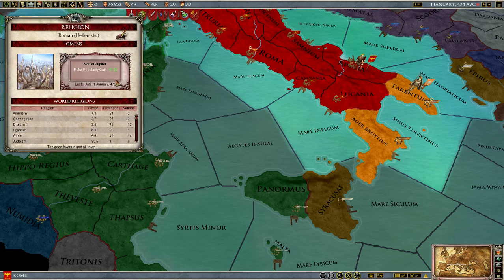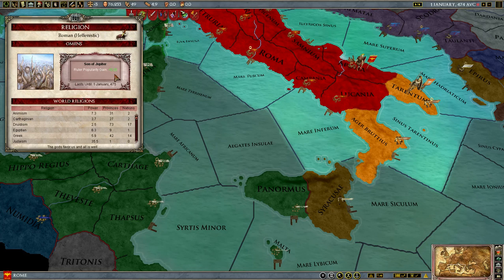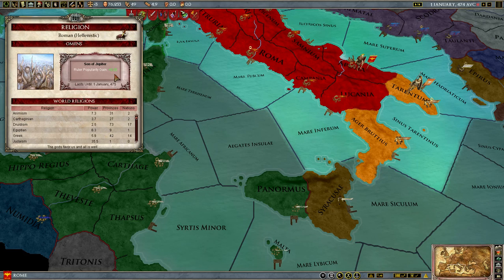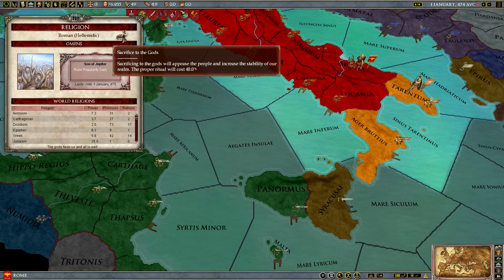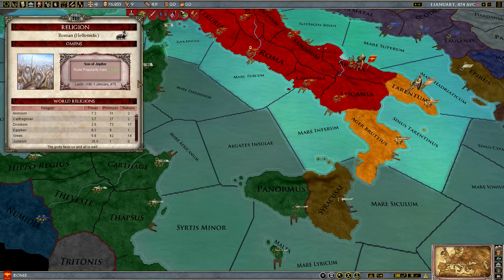And you have to take a gamble as to which omen you really want to do, because if you screw up, you get the opposite effect. If I had screwed up Son of Jupiter, I would have actually taken negative 0.20 popularity every month. And since it lasts a year, youch, that can quickly lead up to problems. In addition, we can sacrifice to the gods here, which raises our stability by 1.